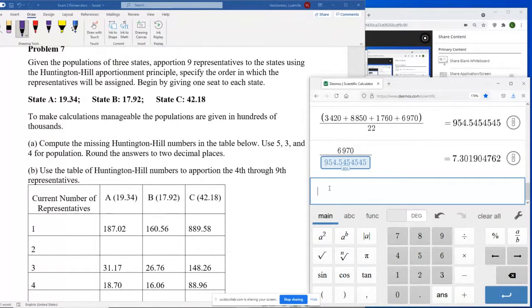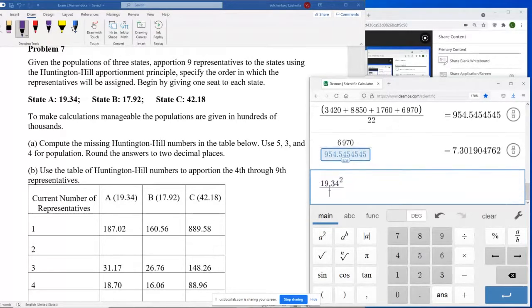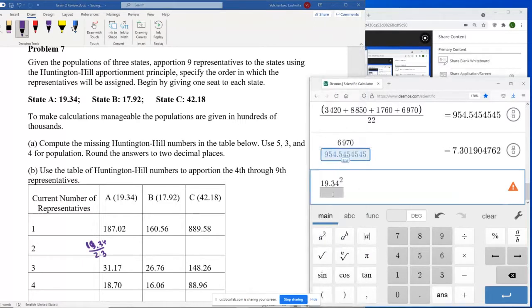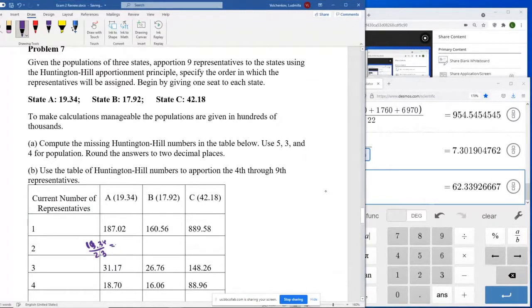So the first, we find the Huntington-Hill number for A. We take the population squared, 19.34 raised to the power 2. Then we divide by the current number of representatives times the next, which is 2 times 3, since the current number is 2 and the next is 2 plus 1. So the Huntington-Hill number is 62.34.